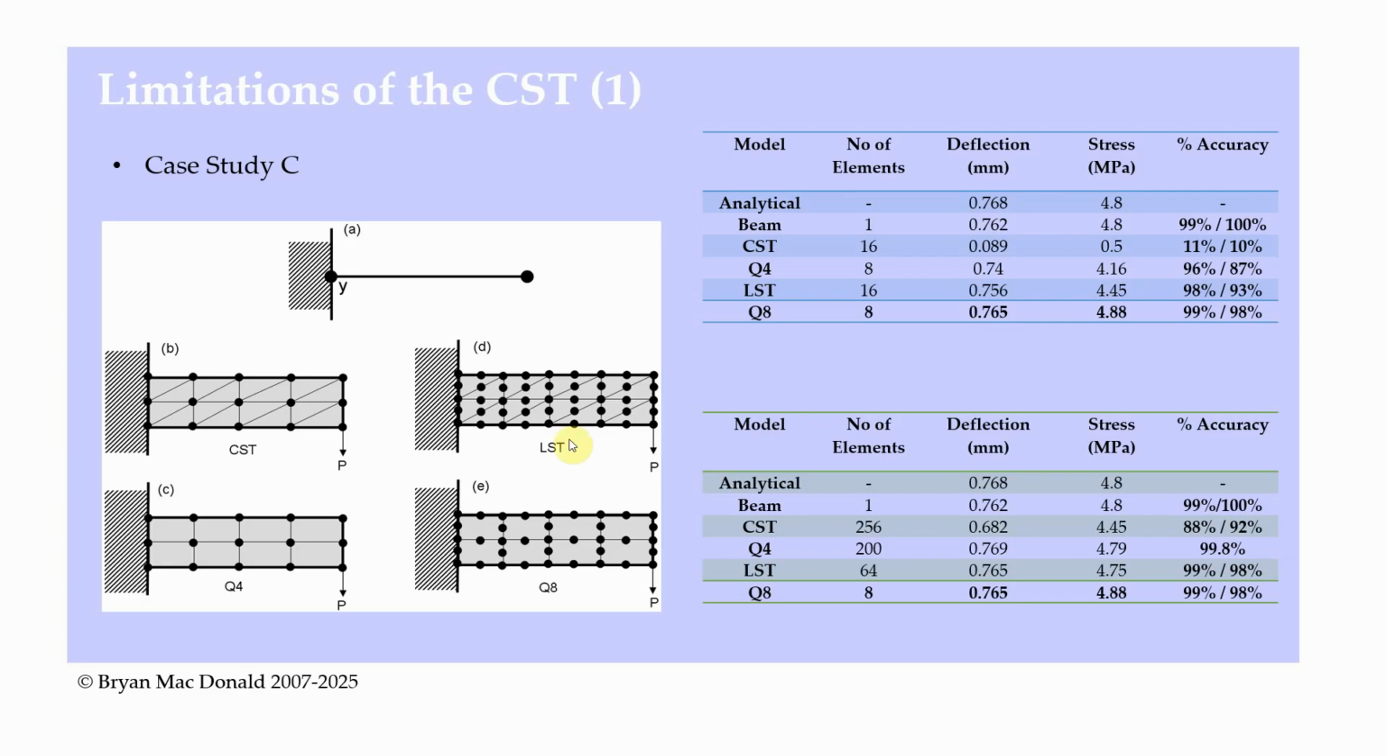So there's a very slow convergence with constant strain triangle elements, whereas if you look at, for example, the linear strain triangle, going from 16 to 64 of them, we went from 98, 93 to 99, 98%, and the Q8s, for example, we only need 8 of those. The Q4 is a bit behind the constant strain triangle, but not as bad. But the Q8s, only 8 of those gave us a straight away 99% accurate result.